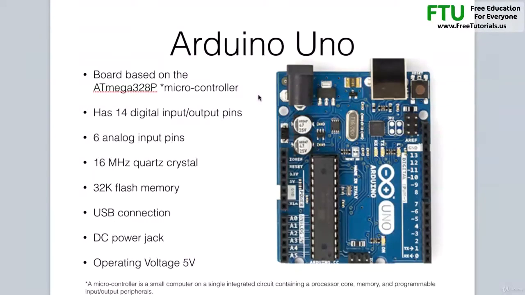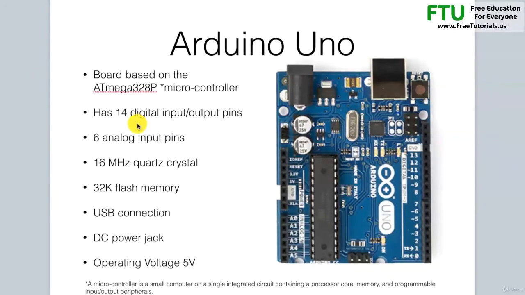The version of Arduino we will be using for our class is the Arduino Uno. It is the most popular flavor of Arduino. You can think of it as the basic model, and it has the following characteristics. The board is based on the ATmega 328P microcontroller. And when we say microcontroller, what we mean here is it's a small computer on a single integrated circuit containing a processor core, memory, and programmable input-output peripherals.